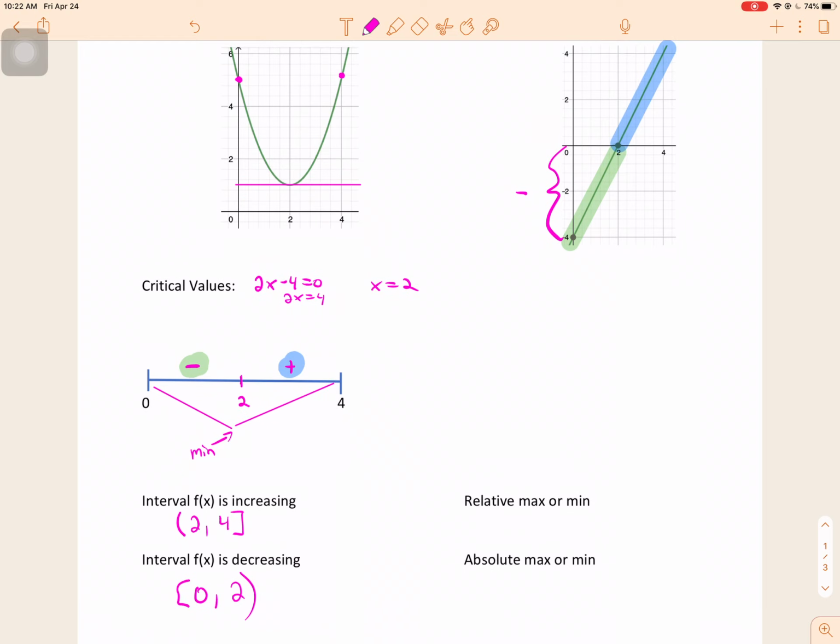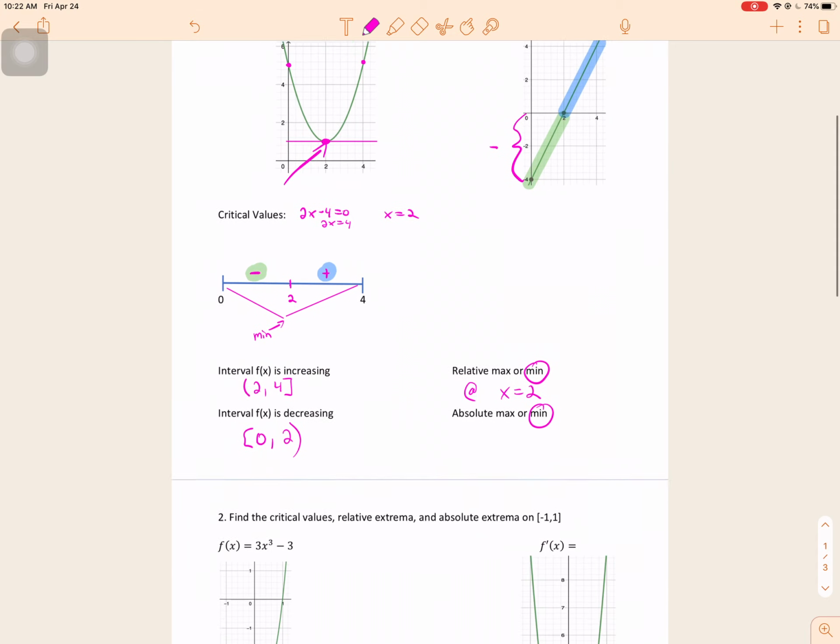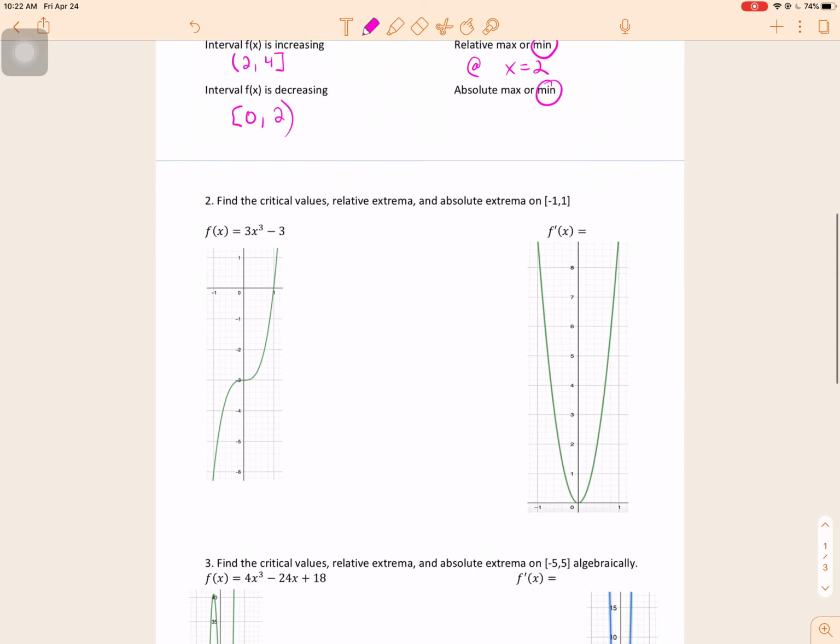Okay? Now, what about relative max or mins? Well, relative min for sure, an absolute min, right? At x equals 2. We could plug in and find what y is, but there's no need. I just wanted to locate this minimum point right here. So let's take a look at some other functions and its derivative graph.